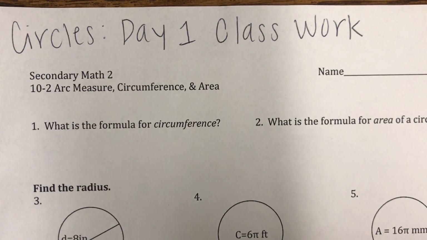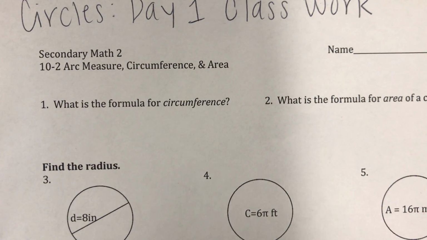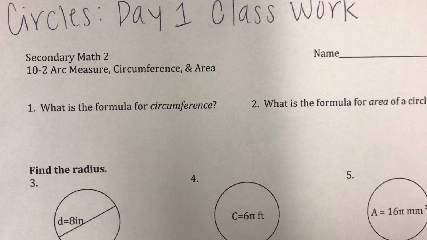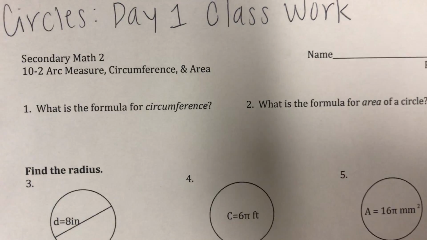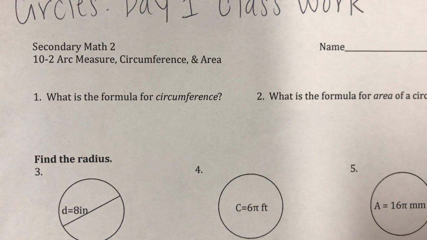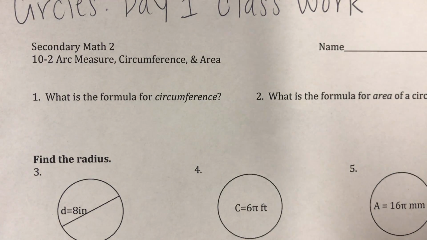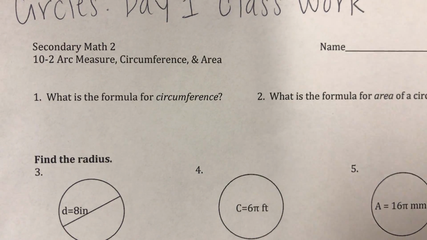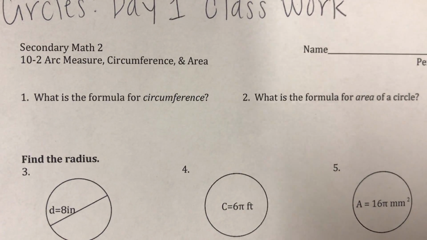So if we read number 1, it says, what is the formula for circumference? In my last video, I told you to write down that equation, that formula for circumference and the one for area, because area is number 2. So right now I want you to take a second. I'm going to be quiet, and I want you to try to write the formula for circumference and write the formula for area by yourself on questions 1 and 2. Ready, go.